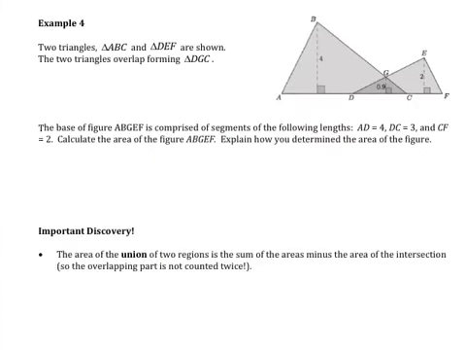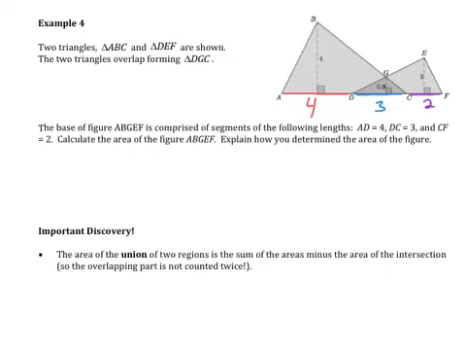Now this example we're going to save for class. Or you can work on it, look at it on your own. I'll start labeling things though. 2 triangles, A, B, C, and D, E, F are shown, and they overlap, forming the center triangle there. The altitudes are all given, so we're able to calculate the areas of the triangles. And then we have some dimensions down here. AD is going to be 4. DC is going to be 3. And then CF is going to be 2. We'll make that purple. CF is 2.